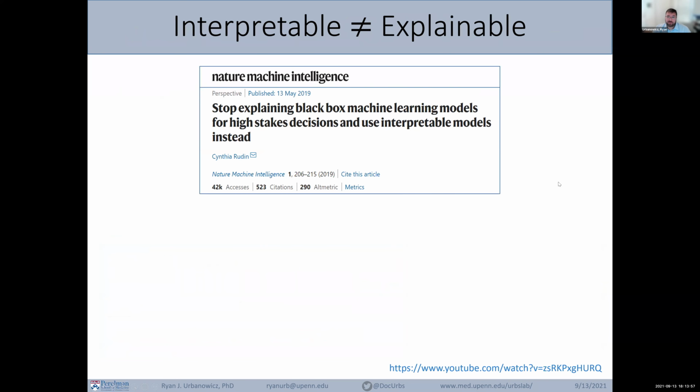However, there are those out there that I happen to agree with, like Dr. Cynthia Rudin, who published an article in May of 2019 entitled "Stop Explaining Black Box Machine Learning Models for High Stakes Decisions and Just Use Interpretable Models Instead." Basically, she points out that interpretability is not the same thing as explainable. They're not equivalent, not by a long shot.